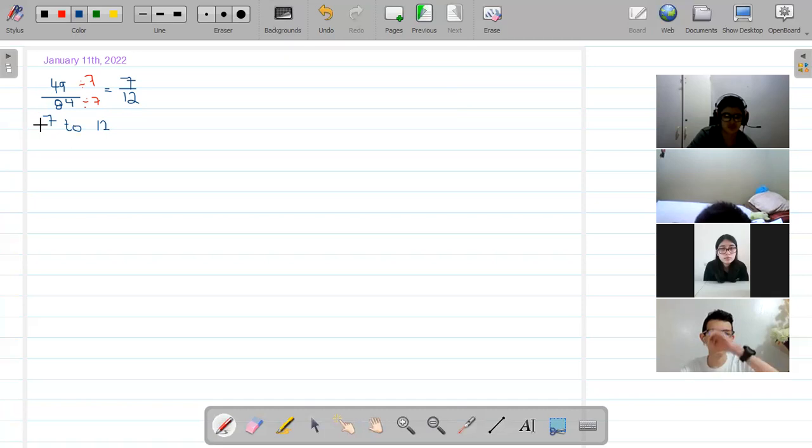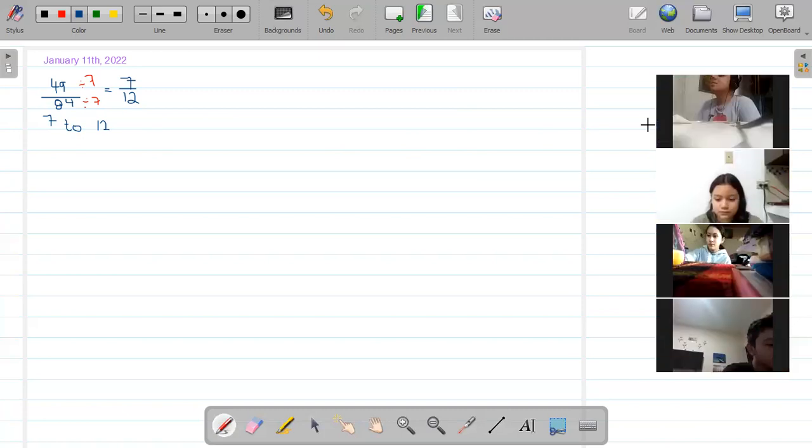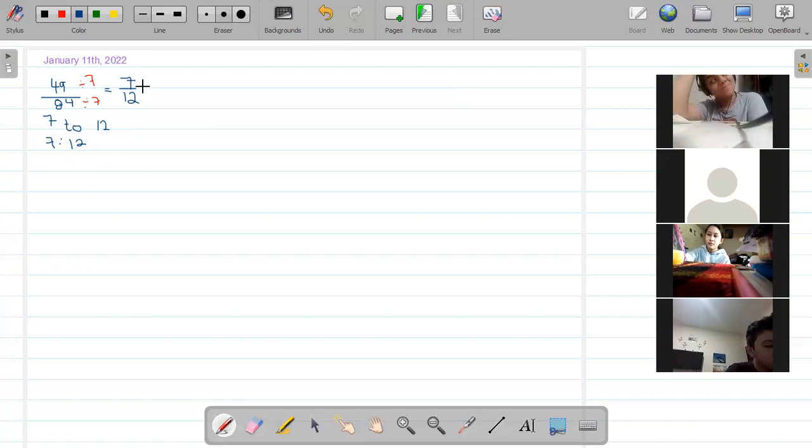Seven equals 12. Sorry? Exactly, Benitez. 7, 2 points, the colon, was the thing. These are the 3 ways of writing it, okay? Fraction, words, and colon form. Very good. Let's do one more, and then we pass to unit rate.